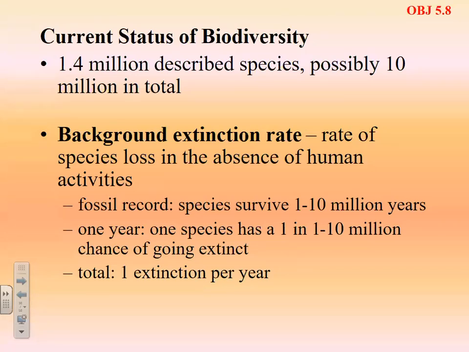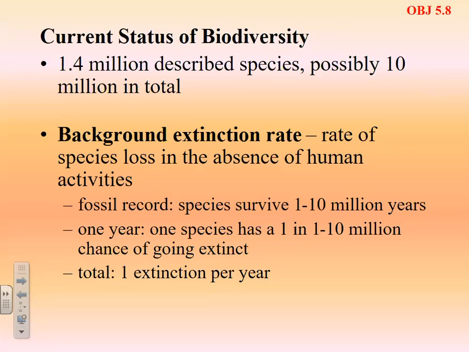So we have something called background extinction rate. Background extinction rate is the rate at which species on Earth went extinct before humans started changing the world. So for the first 3.7 billion years of life on Earth, before the last 1,000 years, 10,000 years, depending on how you want to count, the background extinction rate on Earth is about 1 extinction per year. Every year, one species on Earth went extinct, if you look at the fossil record.